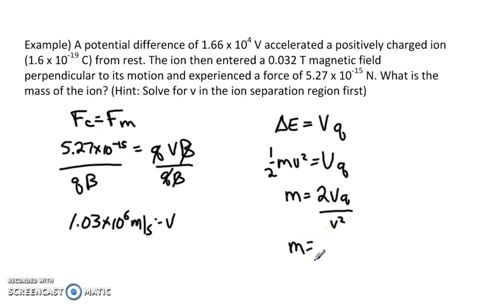We have all these numbers, and the final result is 5 times 10 to the negative 27 kilograms, which is the equivalent of about 3 atomic mass units. And given the fact that this is a positively charged ion, we're probably thinking that this is hydrogen-3.